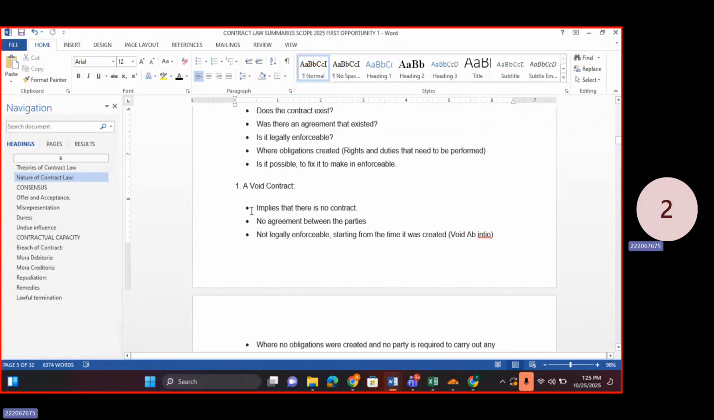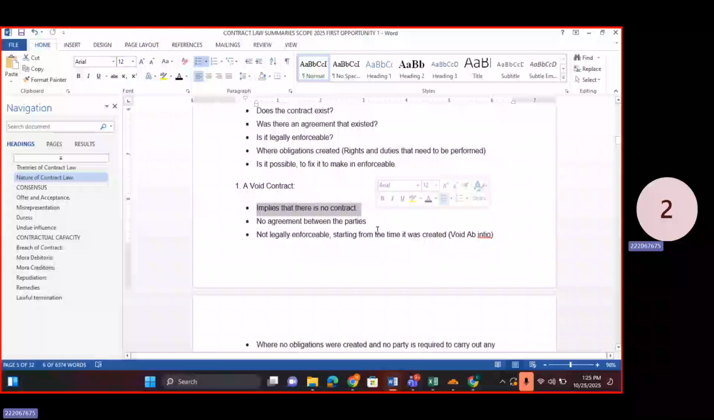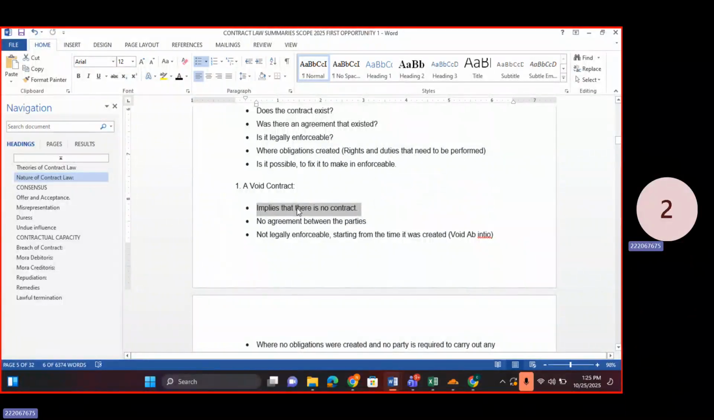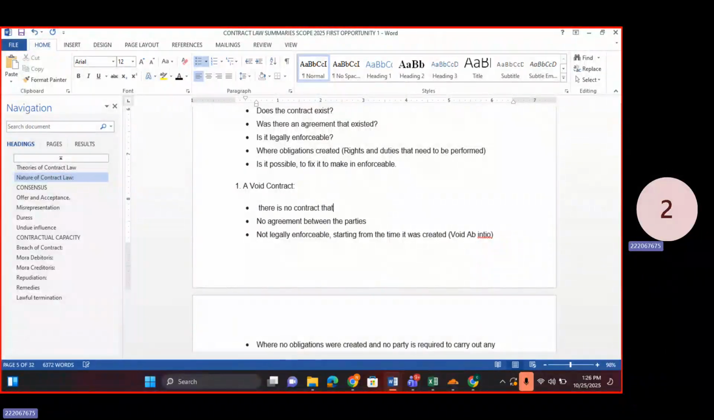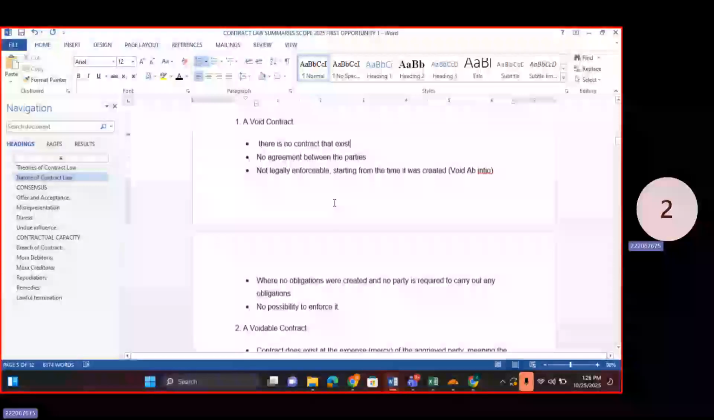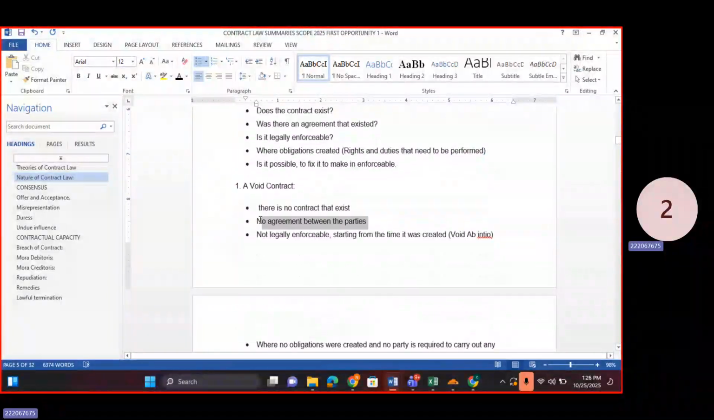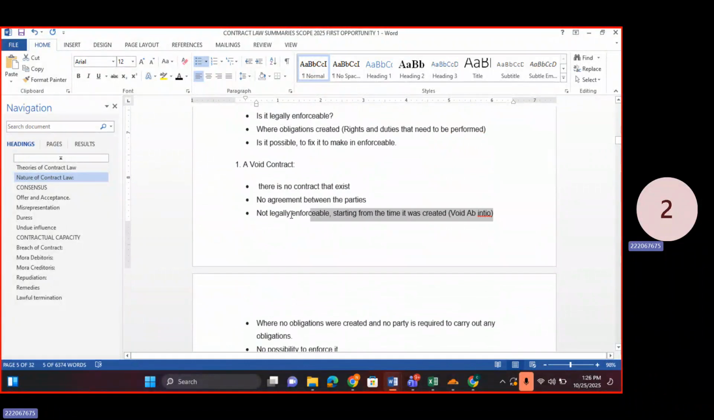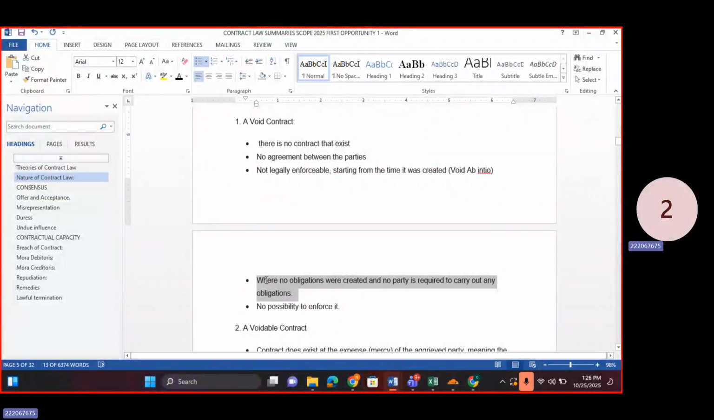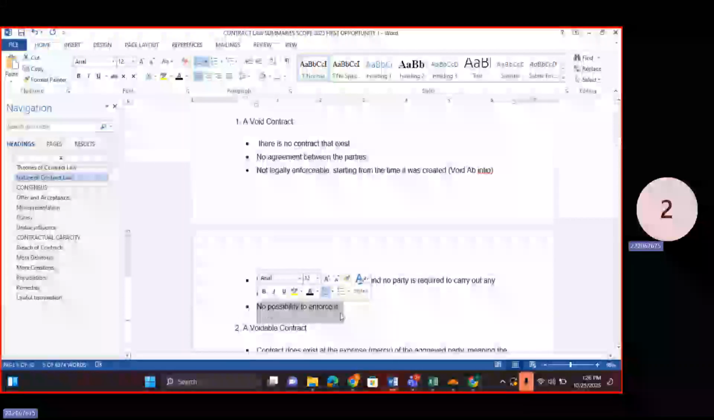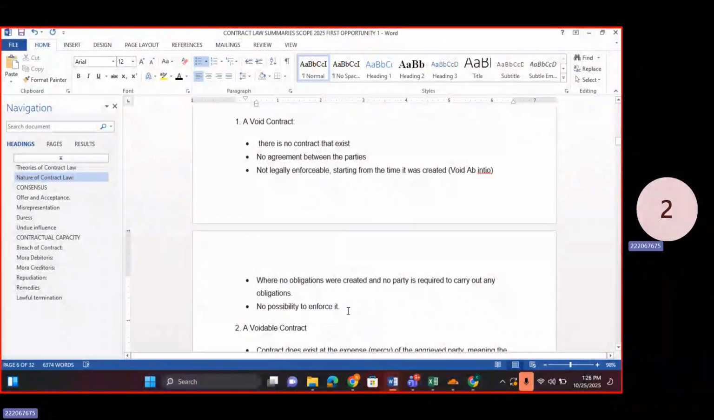So a void contract implies that there is no contract. It doesn't even imply. There is no contract that exists. It's void. Doesn't exist at all. Meaning that everything is in the negative as well. There is no agreement between the parties. It's not legally enforceable. Starting from the time it was created, there were no obligations created and no parties required to carry out any of the obligations, and it's not possible to enforce it at all. You can't fix it to make it possible. So that's a void contract.